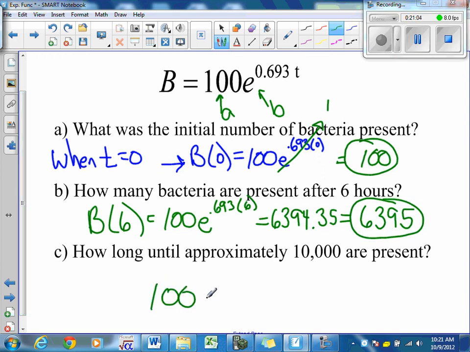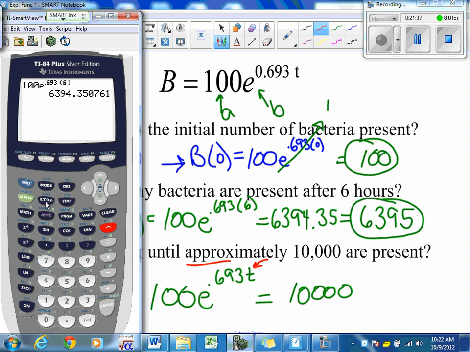So I have my formula, and now notice what I'm trying to find. The number of bacteria equals 10,000. And I want to find t. Now, at this point, we have no way of getting our t down from the exponent. Nothing we can do. This is why on tonight's homework, it's going to say approximately. Because what we're going to do is we're going to guess and check to try to get close.